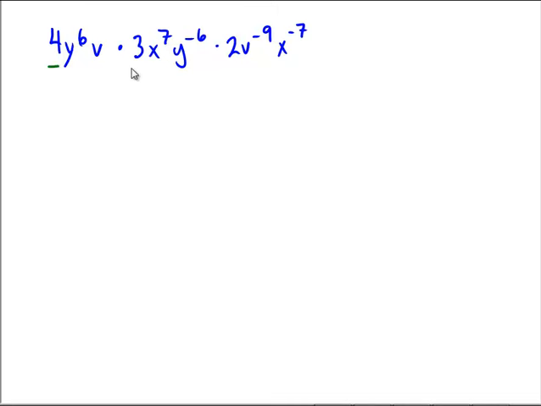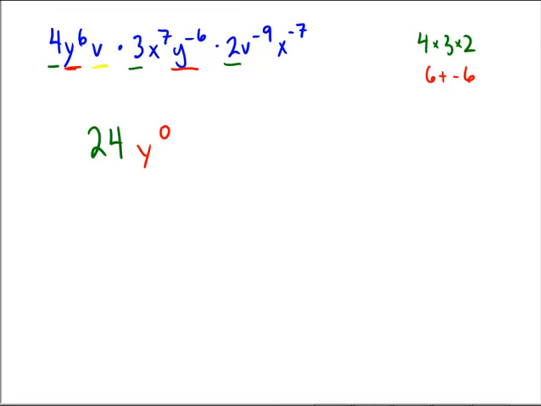Again, following the same process as before, I'm going to underline my number parts and see that I have a 4 times a 3 times a 2, and 4 times 3 times 2 is 12 times 2, that's 24. So I will write 24 right here. Variable, let's go with the first variable I see, even though it's not the first numerical variable. I see a y to the 6th, and I see a y to the negative 6th. I'm going to add together those exponents, 6 plus negative 6, and that of course yields 0. So I get a y to the power of 0.